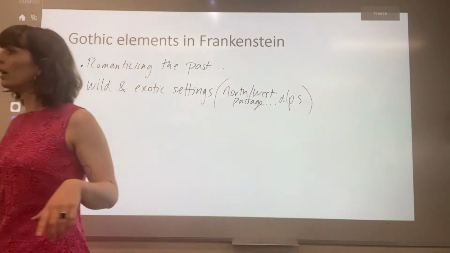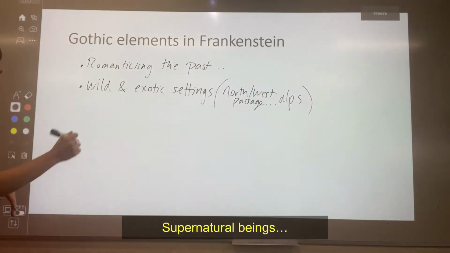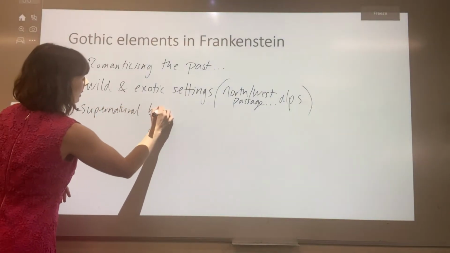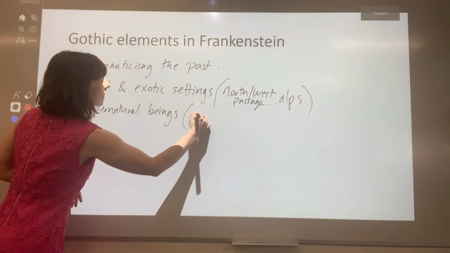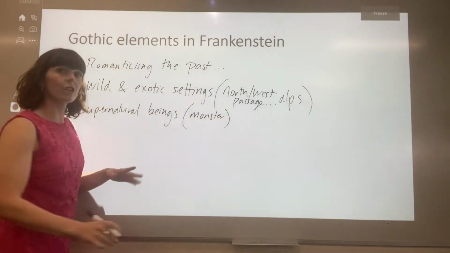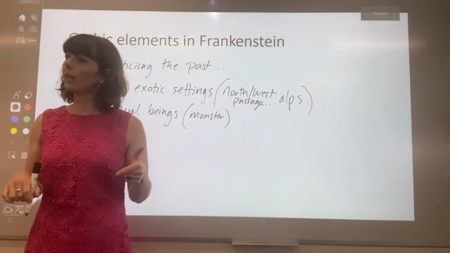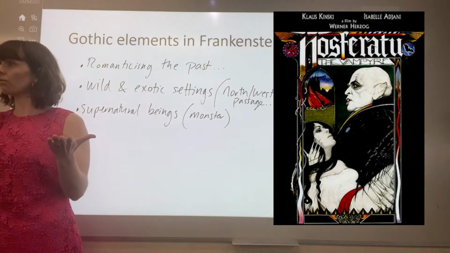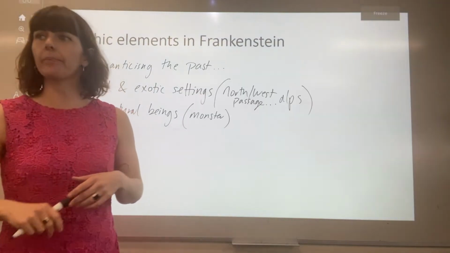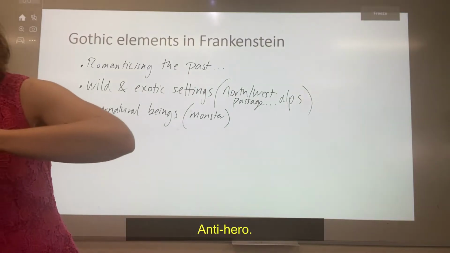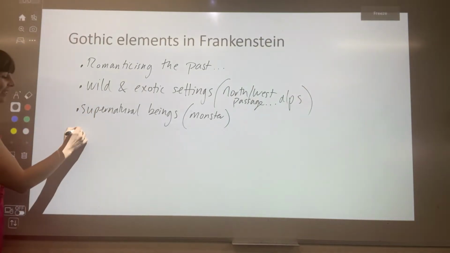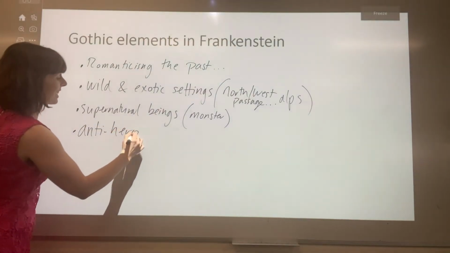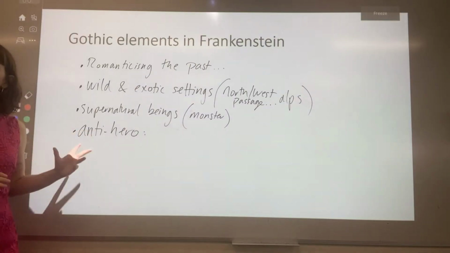Another element. Supernatural beings. Supernatural beings. In this case, a monster. But in Gothic literature in general, what else can it be? Vampires, absolutely. Or werewolves, etc. Things like that. What else do we see? Anti-hero. Thank you. I was hoping someone would say that. Seb, go back row. An anti-hero. But if we're saying that, you have to tell me, what do we mean when we say anti-hero?